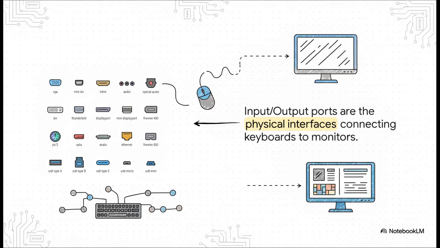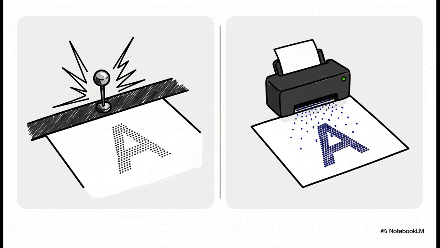Each one is a specialized connection point built for a specific job, whether it's a USB for your mouse, an HDMI for your monitor, or that Ethernet port for your internet connection. Let's use printing as a perfect example of output.